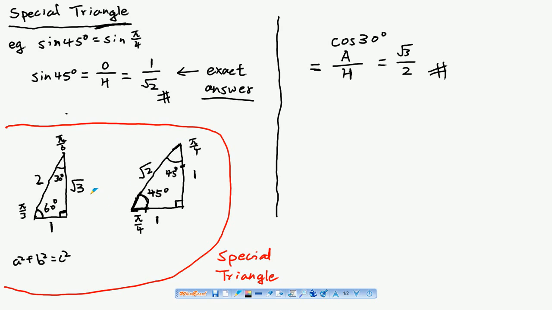Okay, the thing is you have to just remember it. The key point is to memorize how to draw these two triangles, because you need them. You need to know how to draw them.